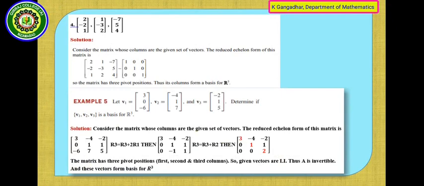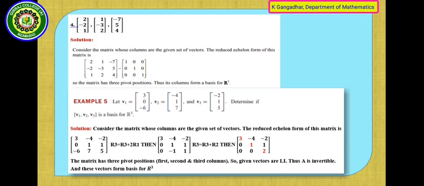Now the next problem. The vectors are (2, -2, 1), (1, -3, 2), (-7, 5, 4). Here we reduce the matrix A to upper triangular form, and we get 1 0 0, 0 1 0, 0 0 1. That means we have three pivot columns: the first, second and third columns are pivot columns. So the given three vectors are linearly independent and these vectors form a basis for R3.